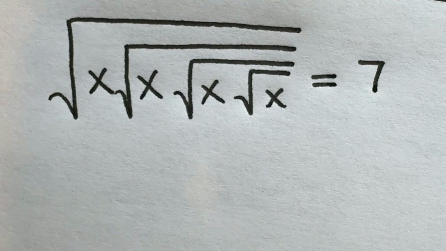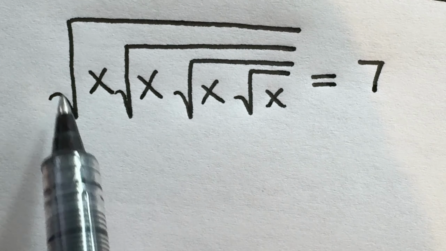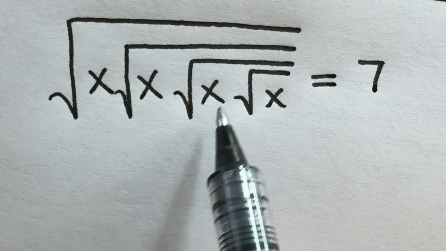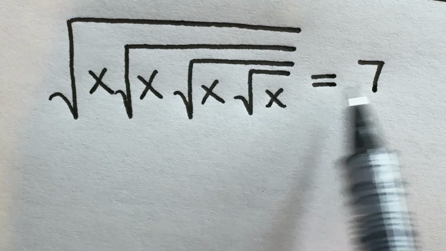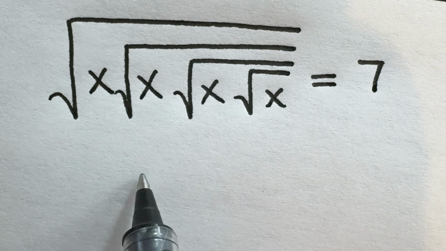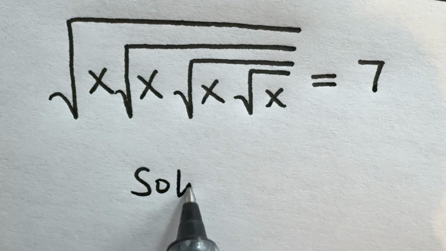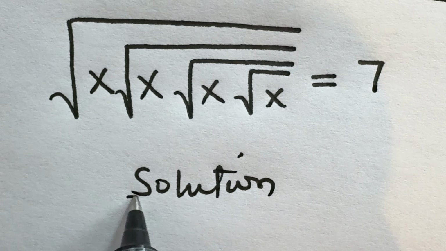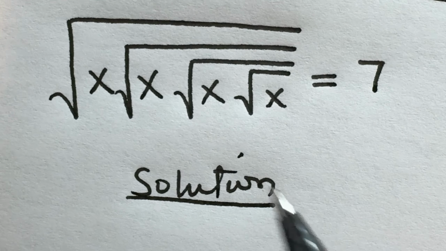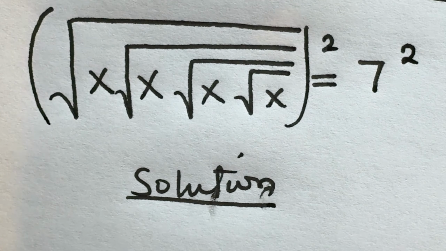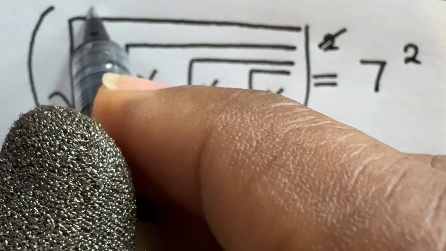In this video, we want to solve for x given square root of x times the square root of x times the square root of x times the square root of x is equal to 7. To begin, I'm going to square both sides of this equation so that this cancels this.